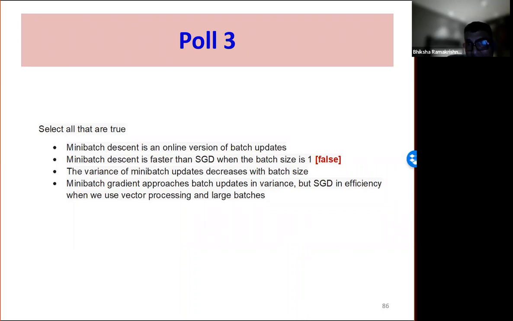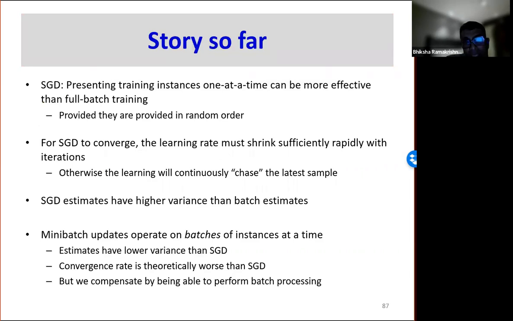Two is false. All but two, right? You're right. So the story so far is that for SGD, presenting training instances one at a time can be more effective than full batch training, provided they are in random order. For SGD to converge, the learning rate must shrink sufficiently rapidly with iterations. Otherwise, the learning will continuously change.